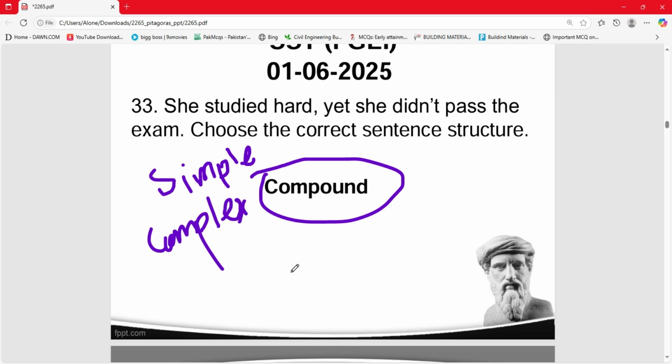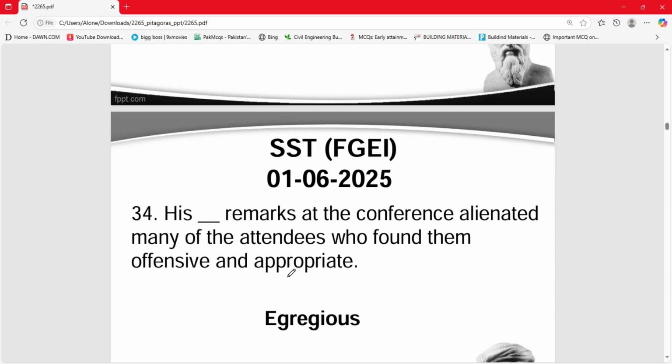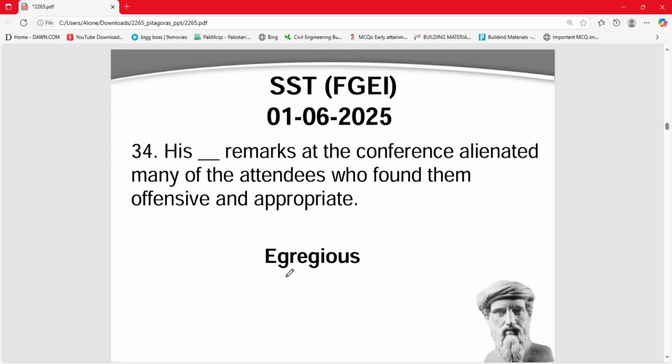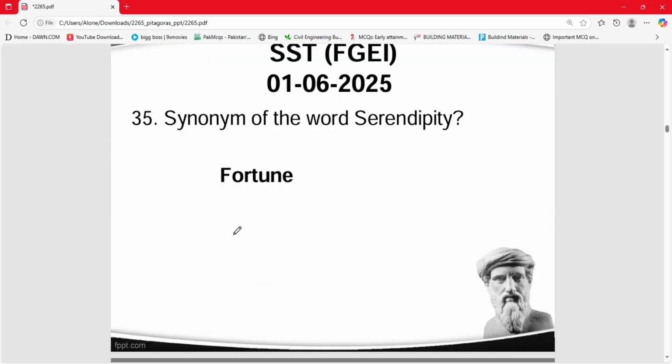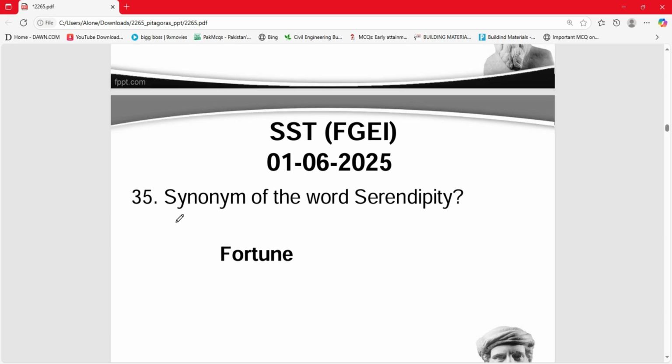So move to our next question, which is again from English, and this time a word is required to be put in the blank. You are given 2 to 3 words, and you have to select the right word. And this time you have to write the answer of serendipity, and the right answer is fortune.